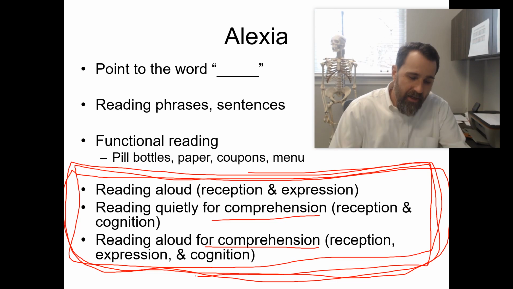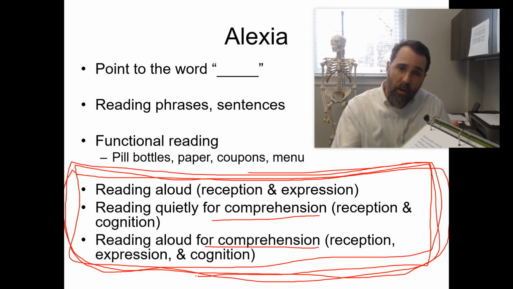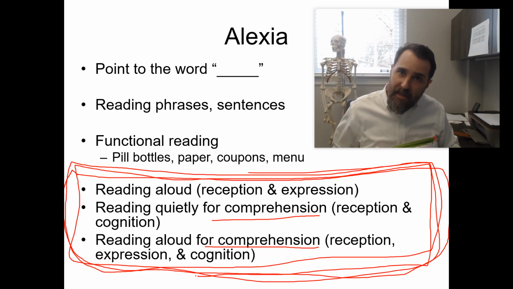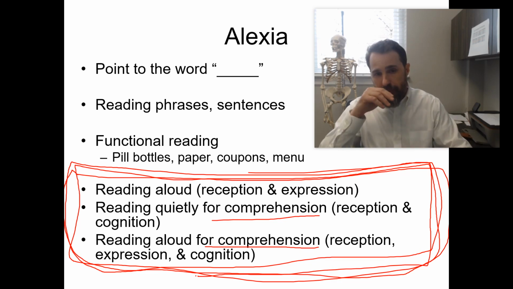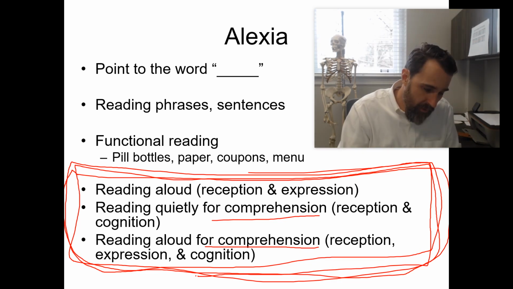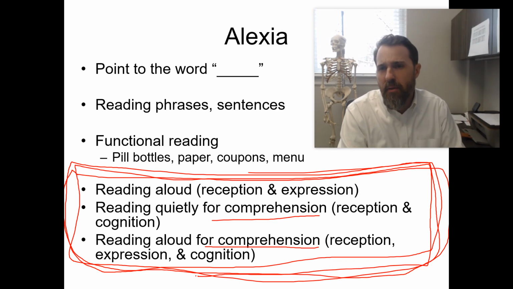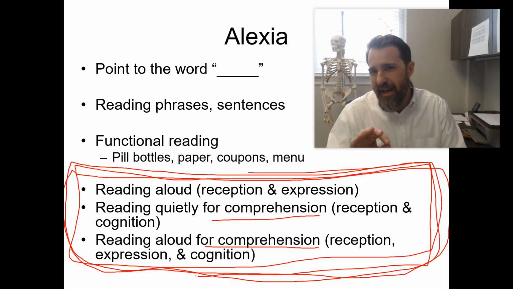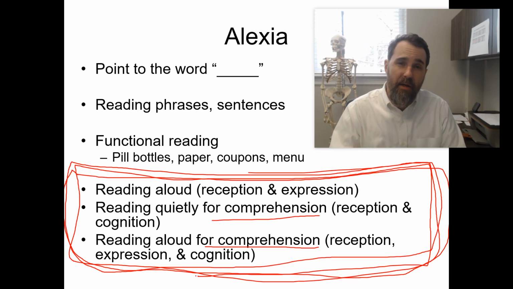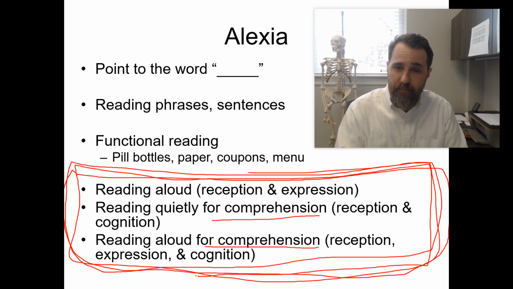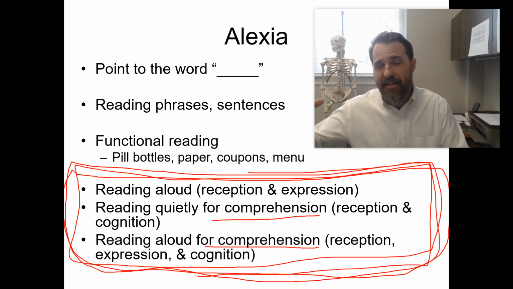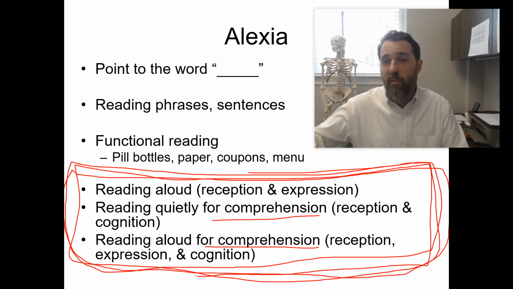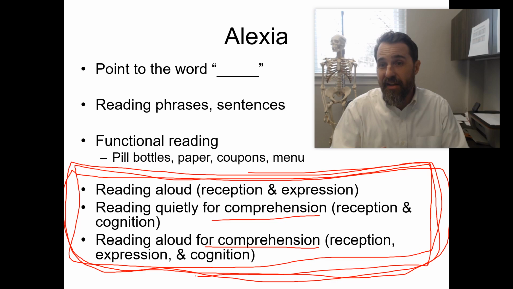You can say, "I want you to read this quietly to yourself, and then I'm going to take it away and ask you questions about it." So then they read it quietly to themselves, and then you take it away or cover it up, and then you ask them questions. But you probably don't want to ask them questions in a way that requires them to have expressive language, because that's going to make the task that much more complicated. You're going to rope in expression as well as reception and cognition.